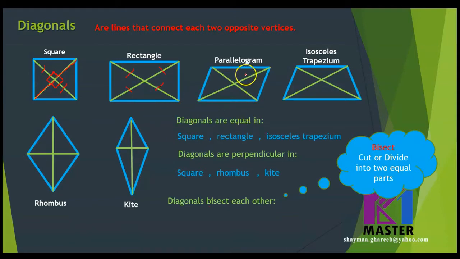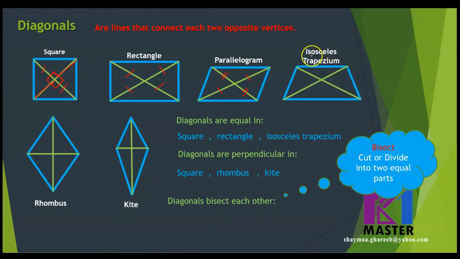What about the parallelogram? This part is exactly the same as this part, and this part exactly the same as this part. But I draw here two dashes because this one is not equal to this one. Is this clear? So they bisect each other in the parallelogram as well.